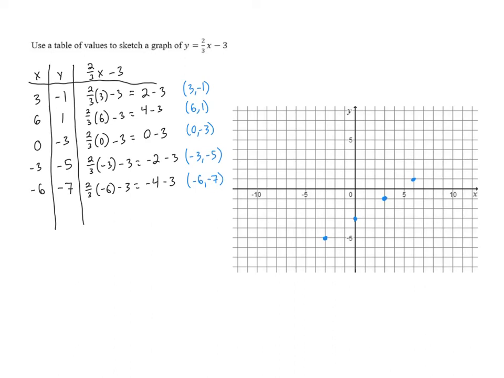And the last point, -6, -7, we have to go to the left 6 and down 7. That point is going to be right there. -6 on the x-axis, -7 on the y-axis. The points all look like they're on the same straight line, so that gives us confidence that we've done it correctly. We connect the dots with a straight line, and then we can label this. This is y equals 2/3 x minus 3, and that's our graph.